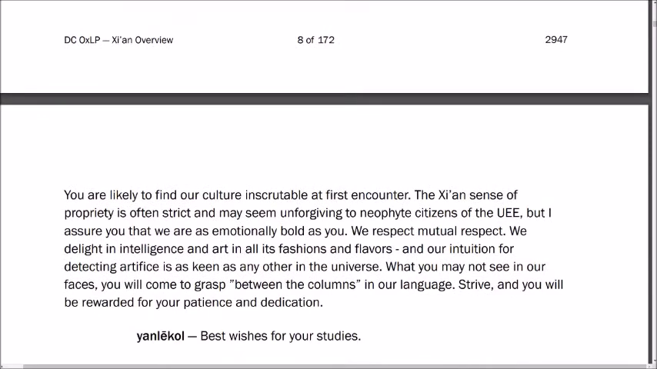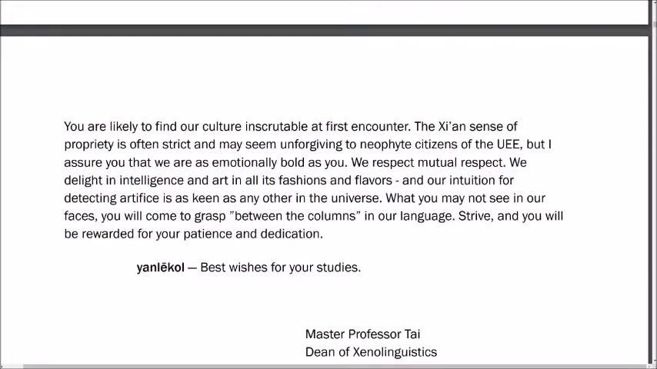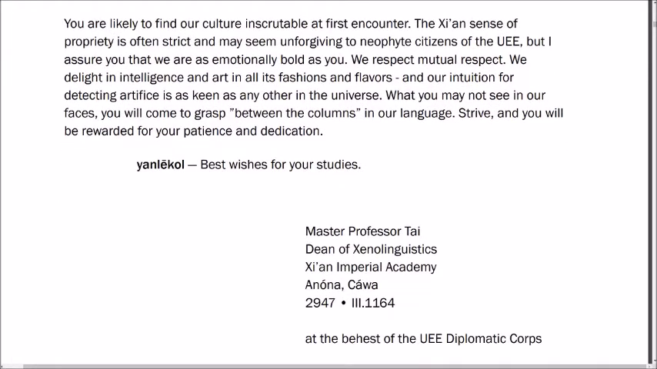Xi'an Overview, 8 of 172-2947. You are likely to find our culture inscrutable at first encounter. The Xi'an sense of propriety is often strict and may seem unforgiving to neophyte citizens of the UEE, but I assure you that we are as emotionally bold as you. We respect mutual respect. We delight in intelligence and art in all its fashions and flavors, and our intuition for detecting artifice is as keen as any other in the universe.